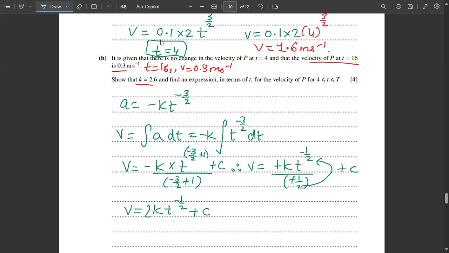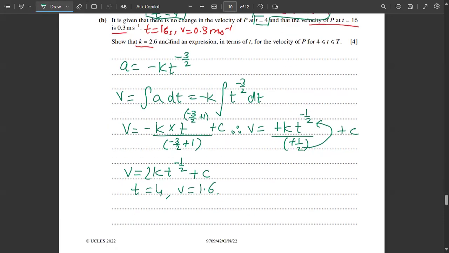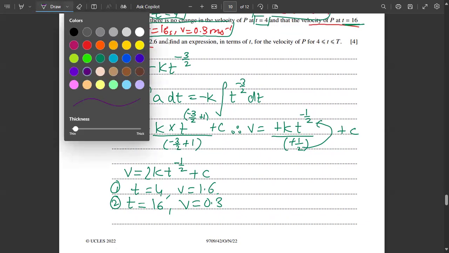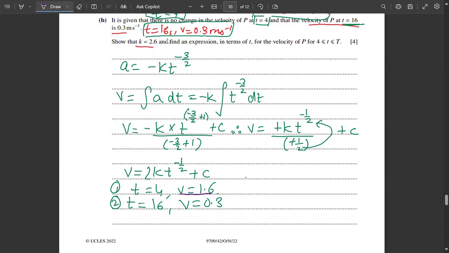Now what we know is that at t equals 4, velocity is 1.6. And also the other thing we know is when t equals 16, the velocity is 0.3. So now let us input this here. So velocity is 1.6, so 1.6 is equal to 2k, t raised to minus 1 by 2 will become 4 raised to minus 1 by 2, plus c.